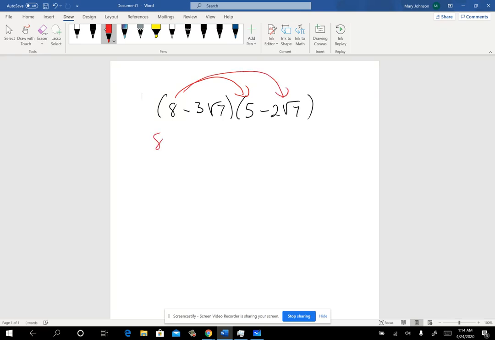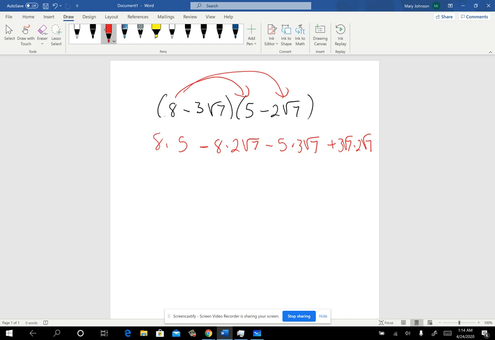Okay, so you're going to do the 8 times the 5, and then you're going to do the 8 times this 2 square root of 7, and it will have a negative in front of it because the 8 was positive and the 2 square root of 7 was negative. Then you're going to do negative 5 times 3 square root of 7. It'll also be negative, and then you'll have positive 3 square root of 7 times 2 square root of 7. All right, now it's better if you don't have to write that step.